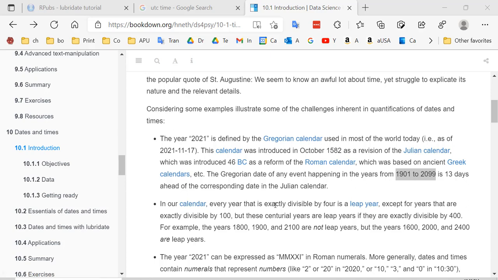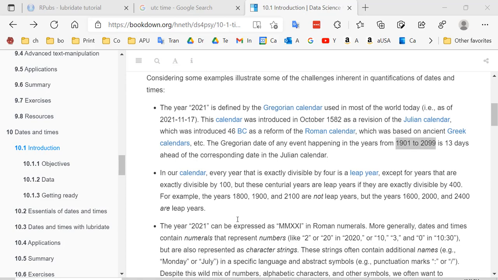In our calendar, every year that is exactly divisible by 4 is a leap year, and leap years have 29 days in February, except for years that are exactly divisible by 100. But these centurial years are leap years if they are exactly divisible by 400. Okay, I didn't know any of this. So I guess you could say that it is more complicated than we thought. For example, the years 1800, 1900, 2100 are not leap years because they're not divisible by 400. But the years 1600, 2000, and 2400 are leap years. So that's probably much more than we wanted to know about dates and leap years.